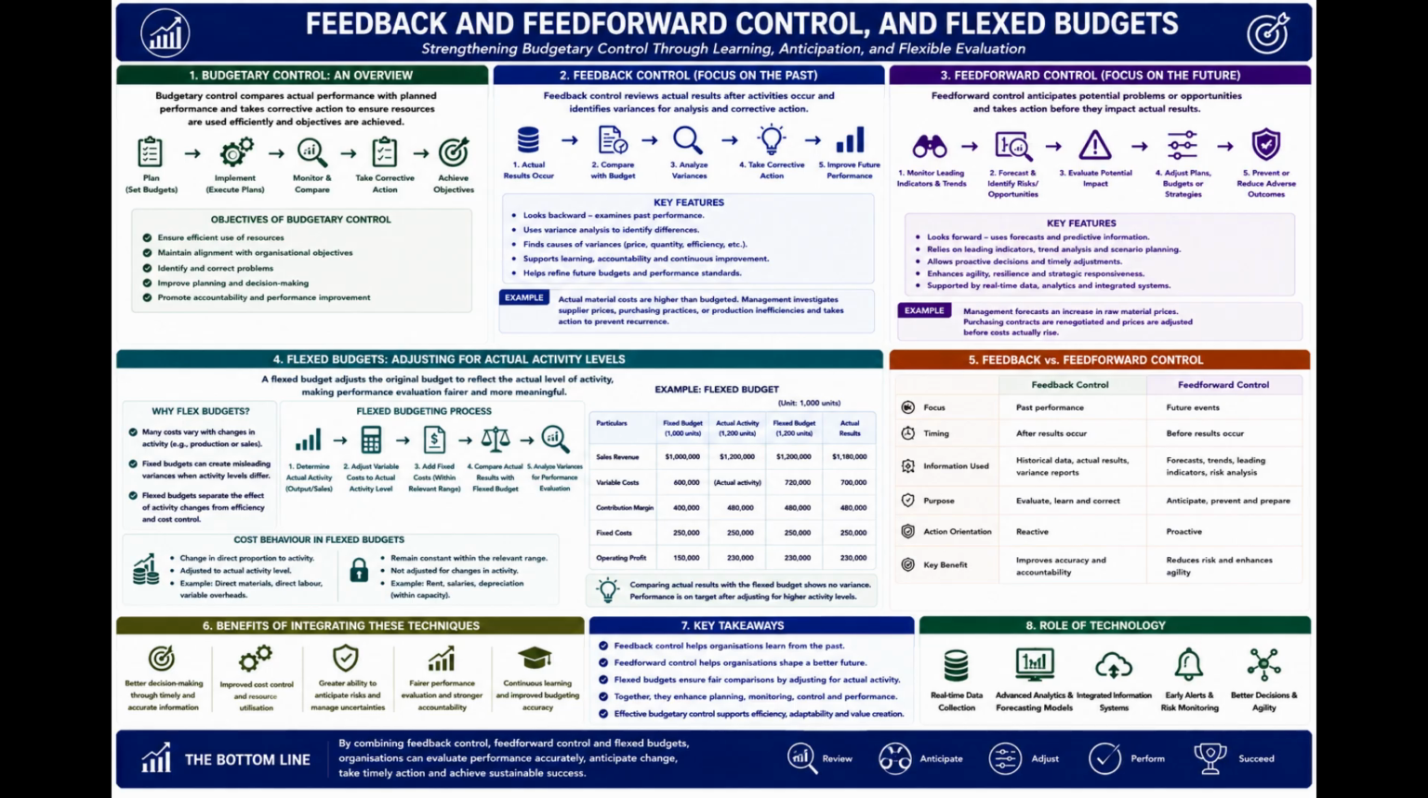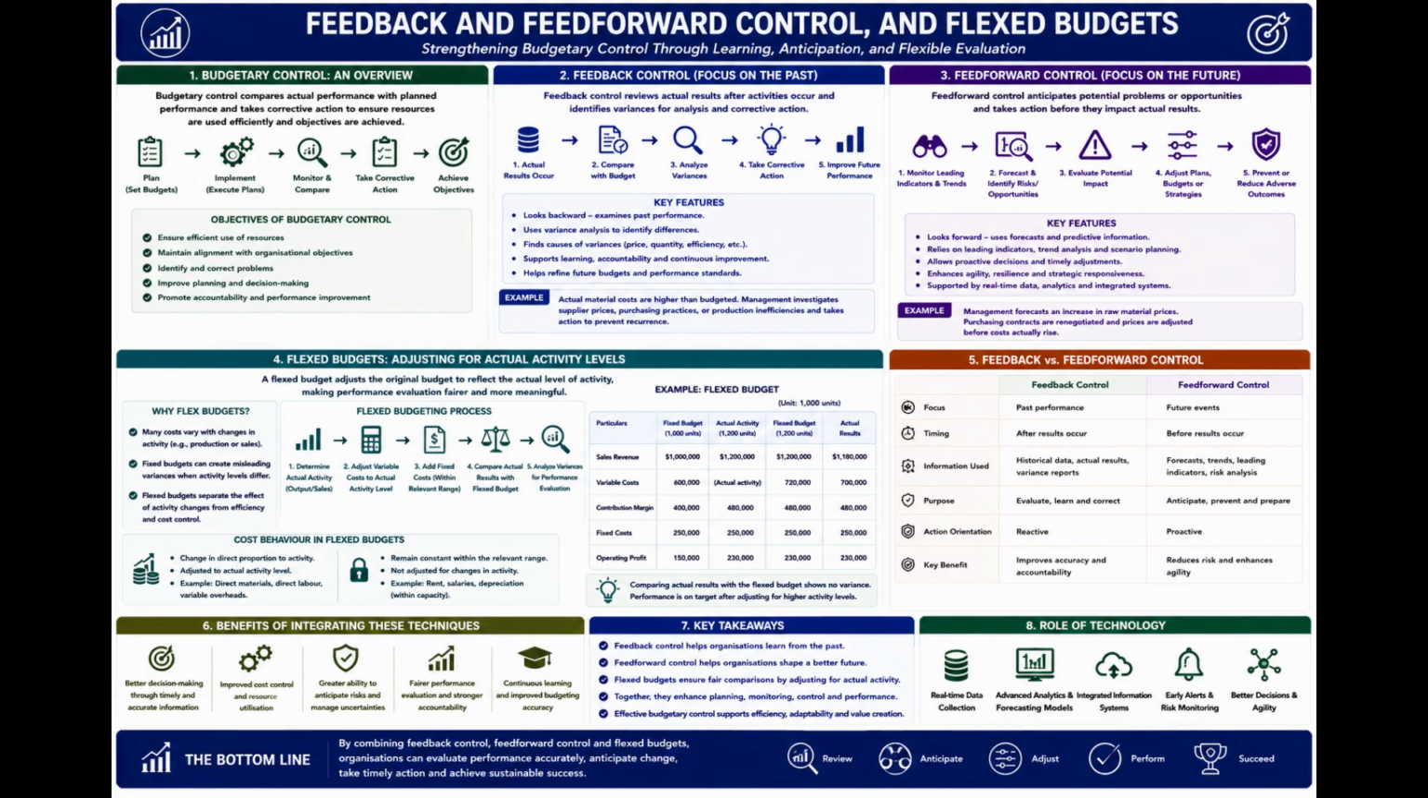The primary strength of feedback control lies in performance evaluation and continuous improvement. By analyzing historical outcomes, organizations can identify recurring issues, refine planning assumptions, and improve future budgeting accuracy. Feedback information also supports accountability because managers can be evaluated based on their ability to achieve budgeted targets.